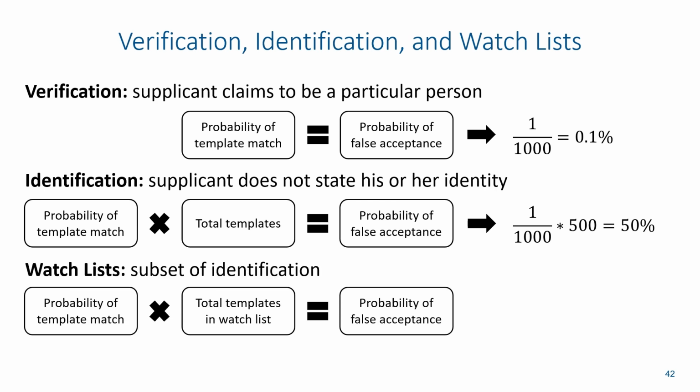The next is the watch list, which is a subset of identification. As you can see, this is identical to identification, except instead of looking at the total templates, we're looking at the total templates in the watch list. So let's say that there were only 10 templates in the watch list. This would mean that we'd have a 1% probability of false acceptance.